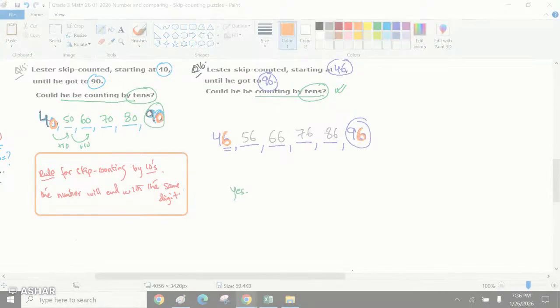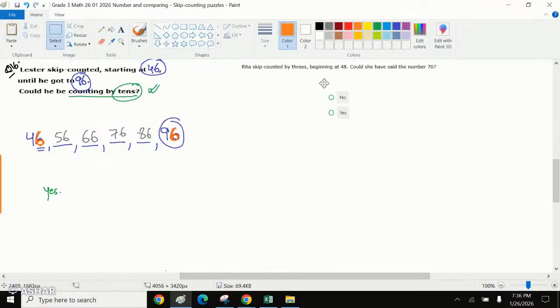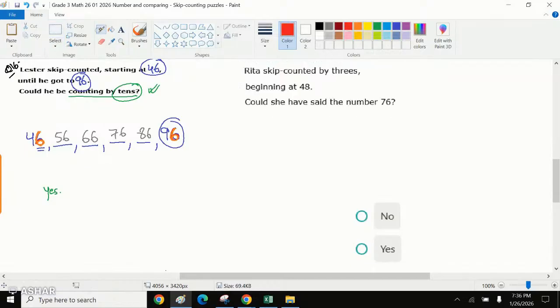Rita skip counted by 3s beginning at 48. Okay, let's see if any one of you can find. This says yes or no. Beginning at 48, could she have said 76? This is our question number 1 from the test. Can you give me the answer for this? If Rita is skip counting by threes, she begins at 48. Can she say 76? Let's see who can answer first.